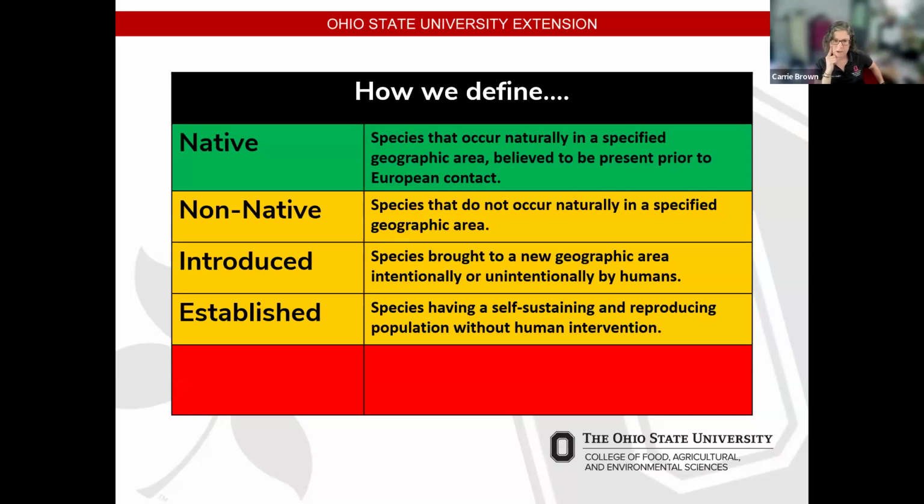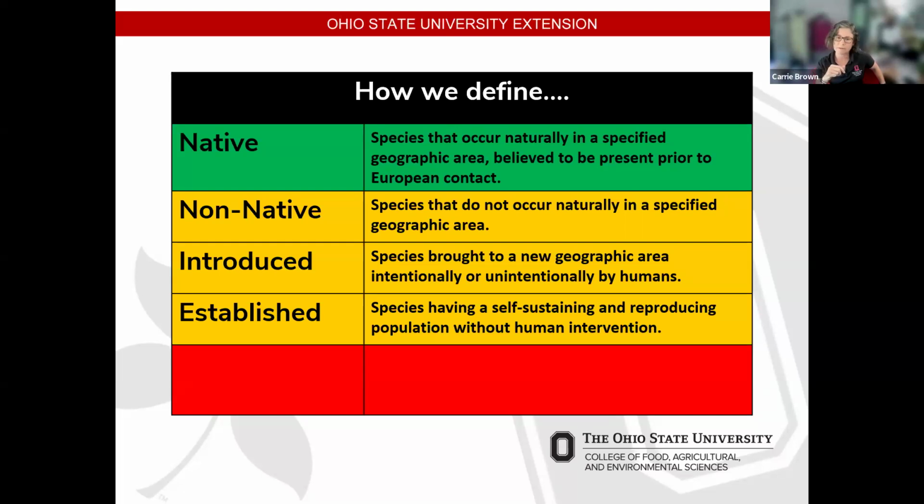There are also these three words: non-native, introduced, and established. Non-native is the opposite of native: a species that does not occur naturally in a specified area. Introduced: a species brought to a new geographic area, either intentionally or unintentionally by us, and we're going to talk about some of the means by which that happens. And established: species that have a self-sustaining and reproducing population without human intervention, meaning that we don't have to plant it. It is escaping and misbehaving all by itself.